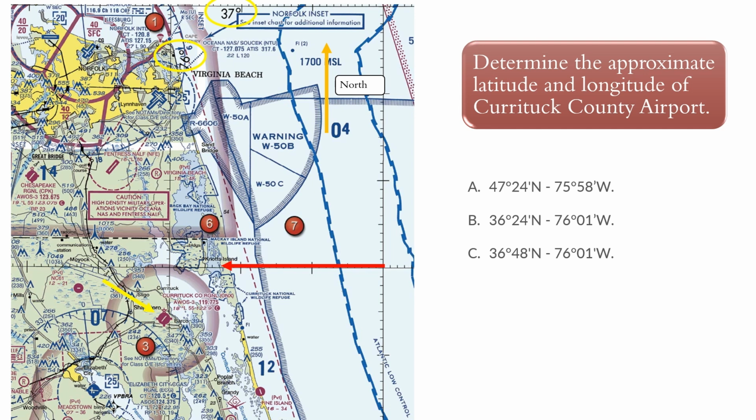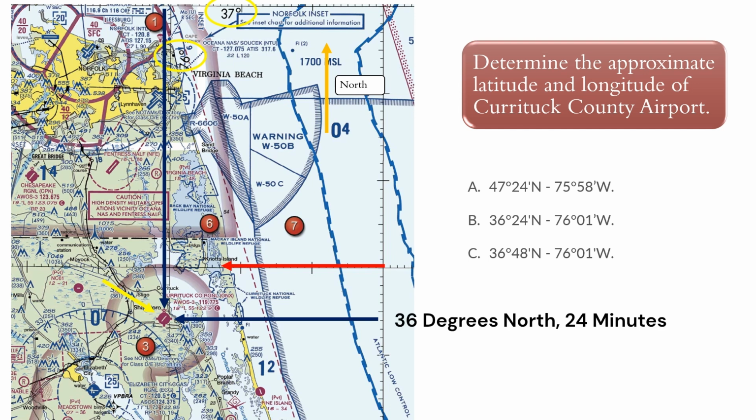Since the blue arrow that is pointing down is just 1 tick mark to the left of the 76-degree longitude line, we know that it is 76 degrees and 1 minute west longitude. Since the blue arrow is about 6 tick marks below the red line, we can see the Currituck County Airport is at 36 degrees north latitude and 24 minutes.